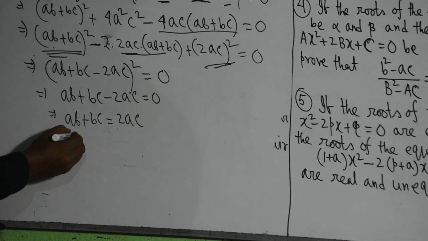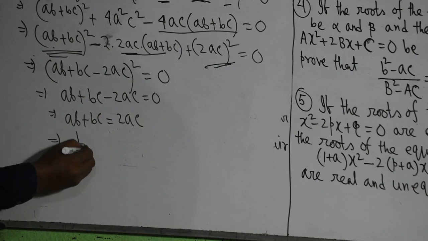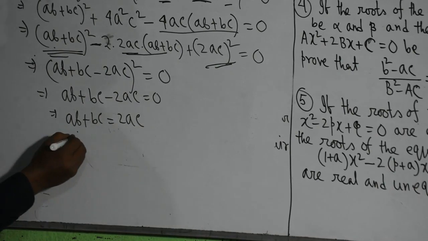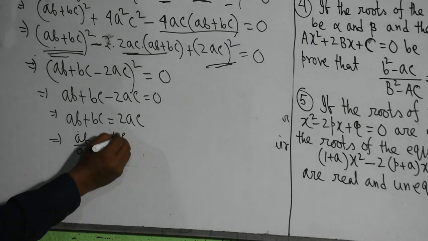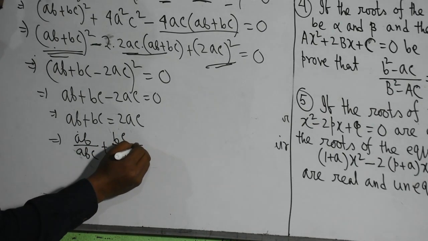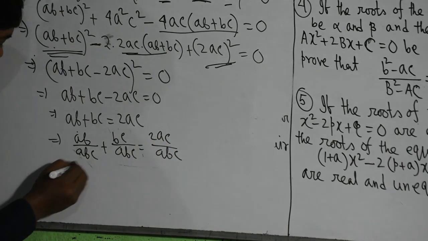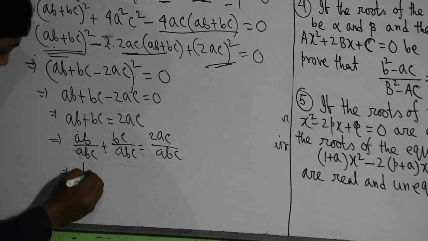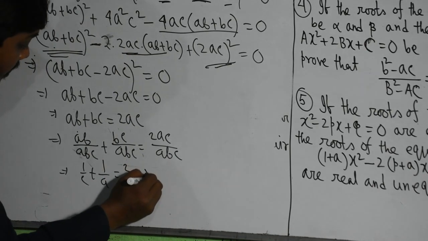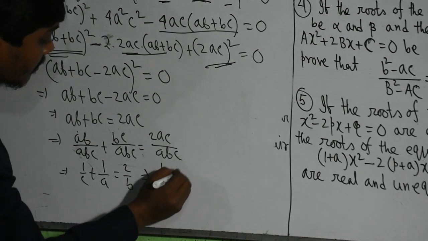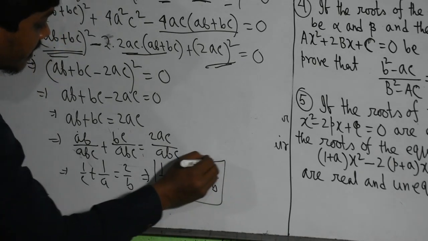Okay, I divide all the quantities by abc. So I have gotten 1 by c plus 1 by a equals to 2 by b, and 1 by a plus 1 by c equals to 2 by b. So we have gotten our required result.